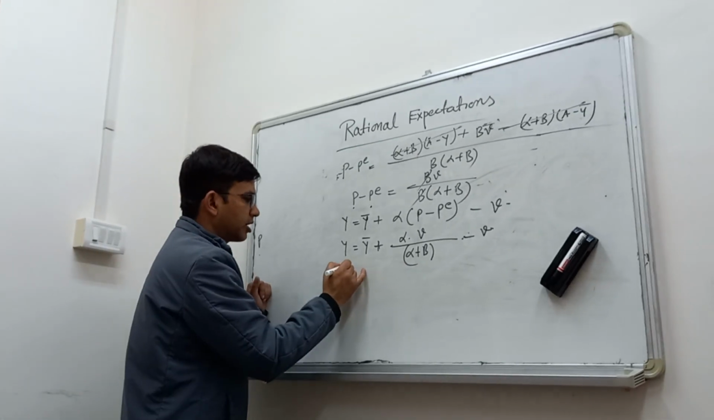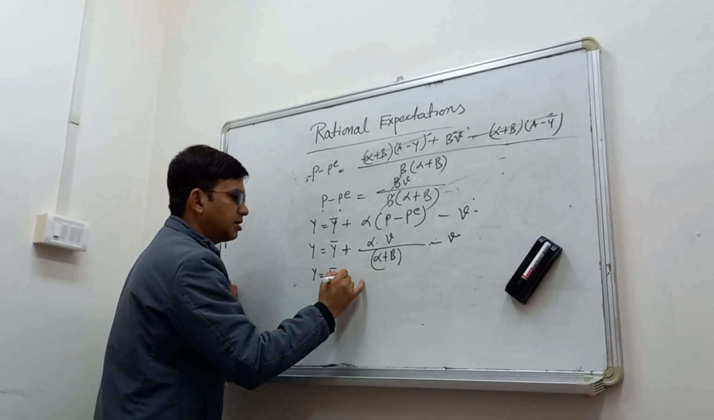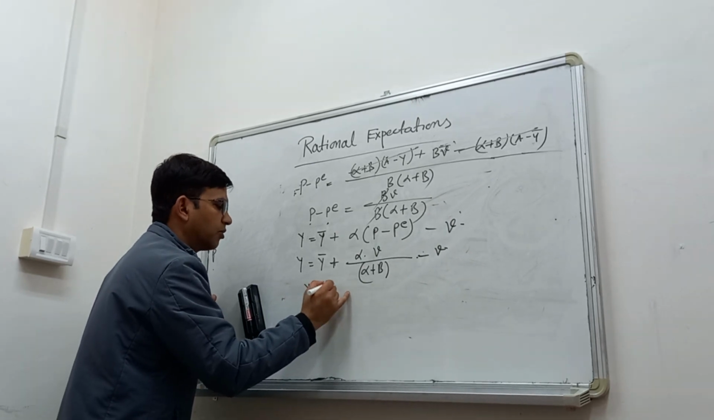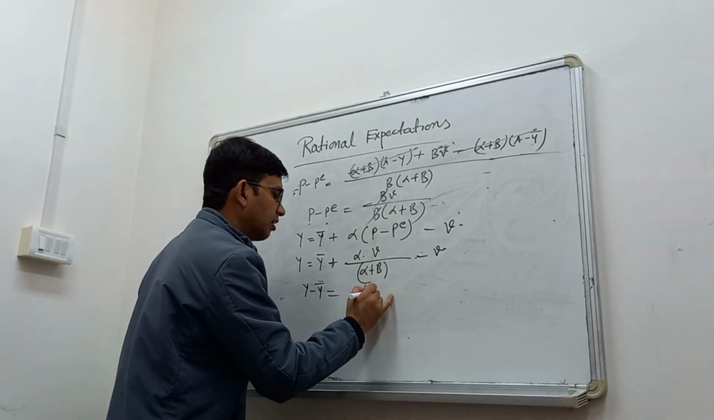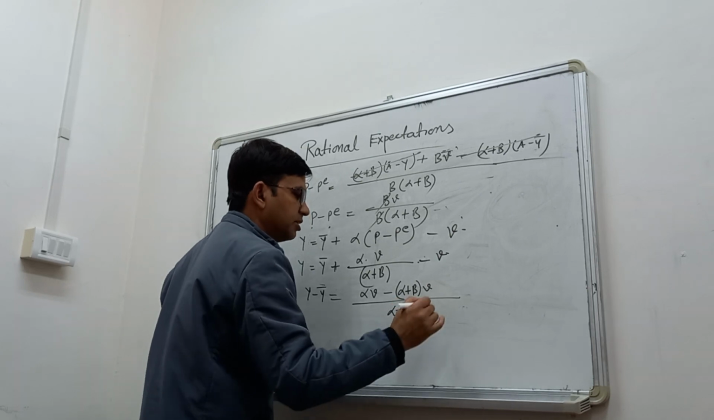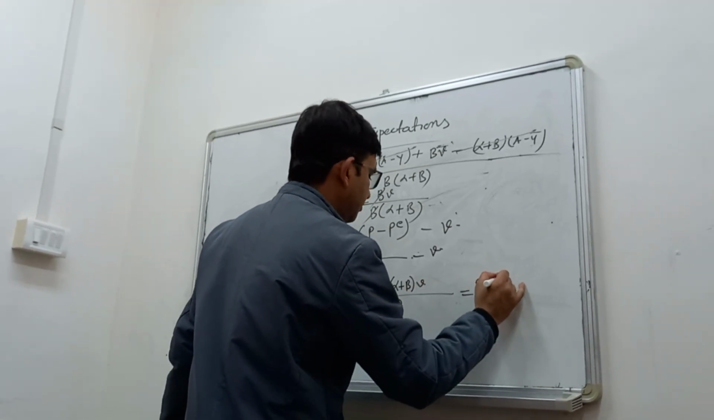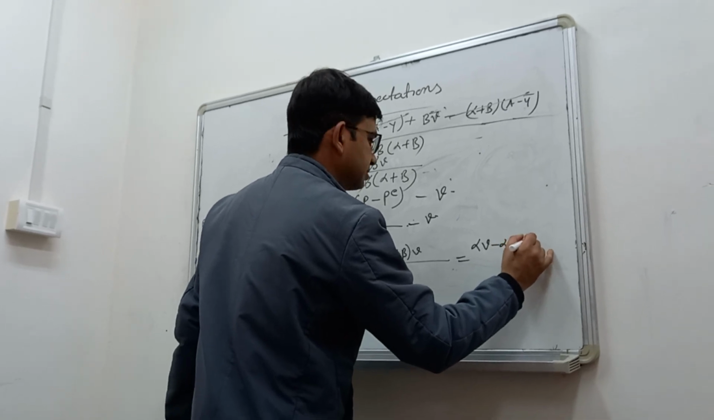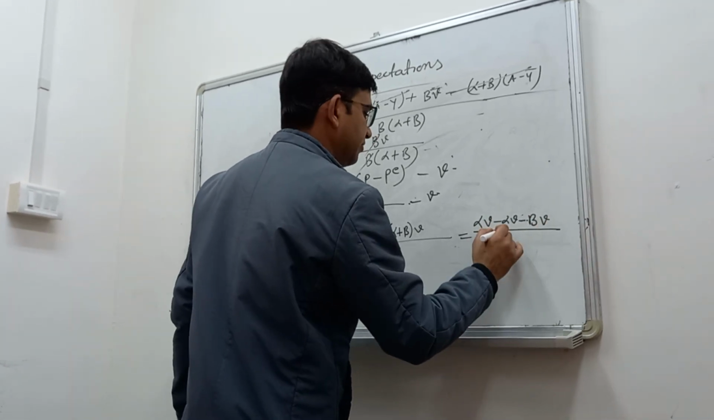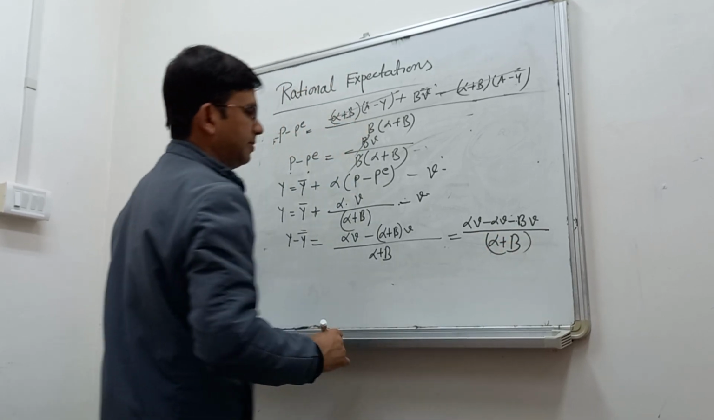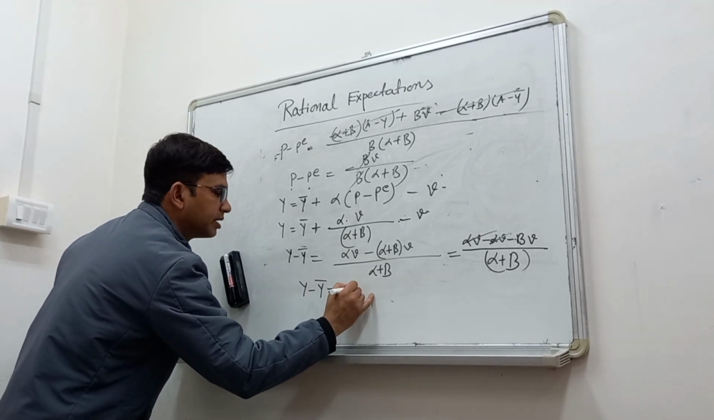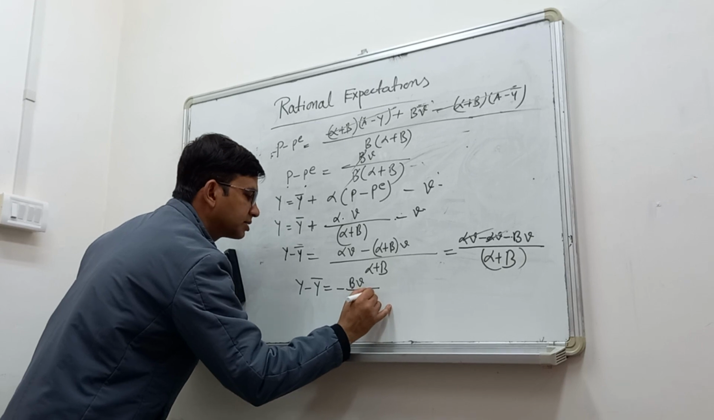So what we can write here, or in other words, better to write this way: y minus y bar equals alpha V minus alpha plus B into V, divided by alpha plus B. So finally it will be alpha V minus alpha V plus BV minus BV divided by alpha plus B. So ultimately y minus y bar equals minus BV divided by alpha plus B.